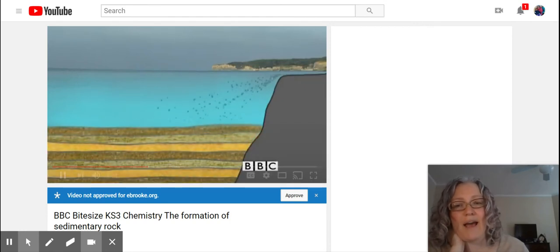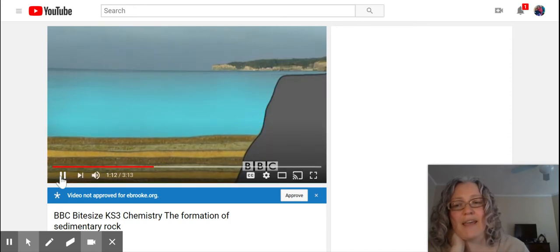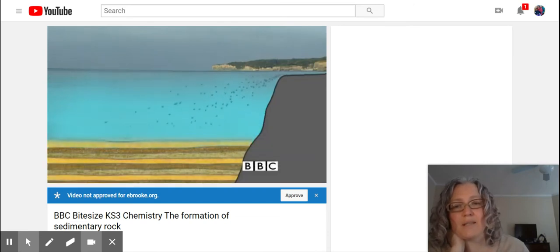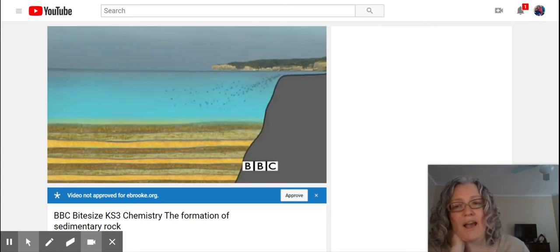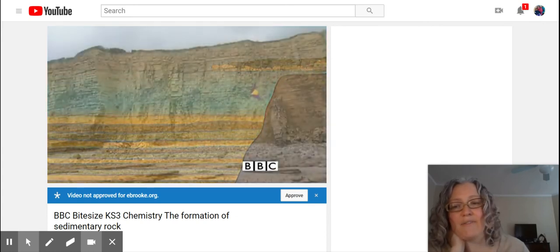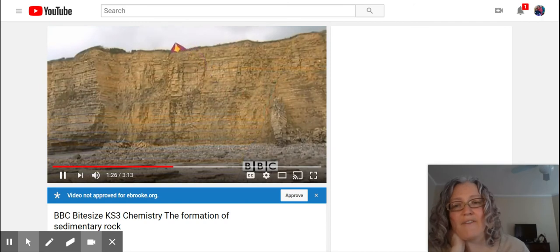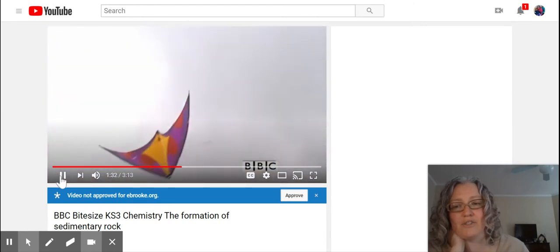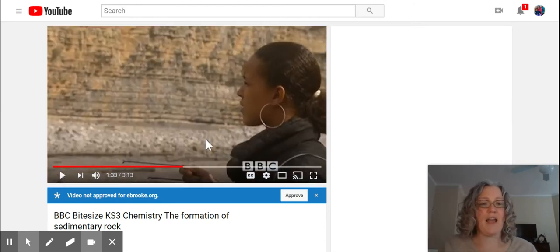Then what's going to happen is that these layers get really heavy, and so it pushes it down. That's called cementing it together. Then more sediment comes and gets deposited on the bottom of the ocean, and it gets so heavy again that they get pushed down. And eventually that forms layers of rock because they get smushed together so much they turn into rock. And that is how sedimentary rock is formed.